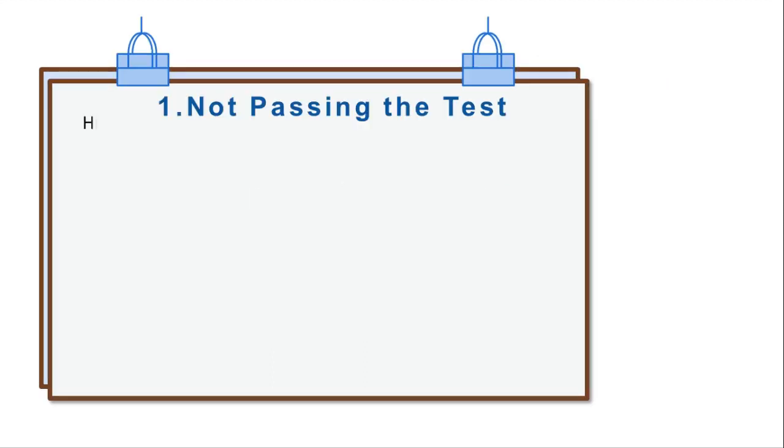Let's first look at the problem of sample not passing the test. If you are still confident in yourself that you can manufacture the sample, you can insist on sending the sample again. Then, how to write to your customer?